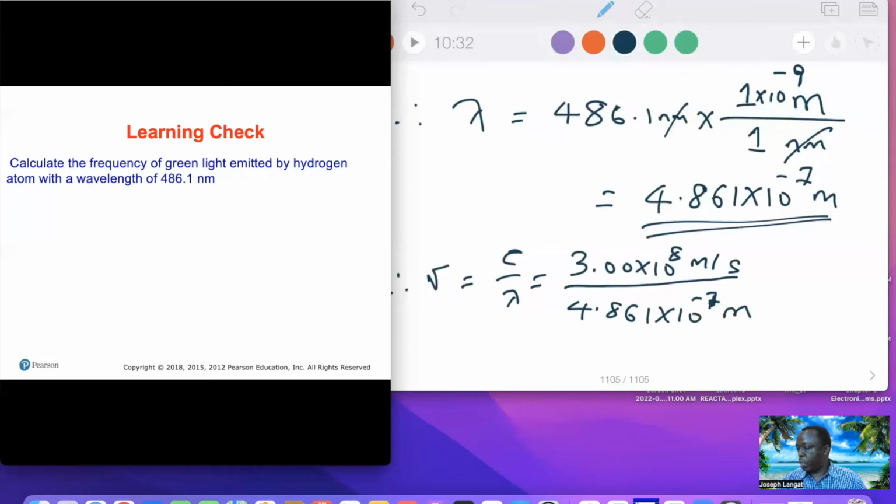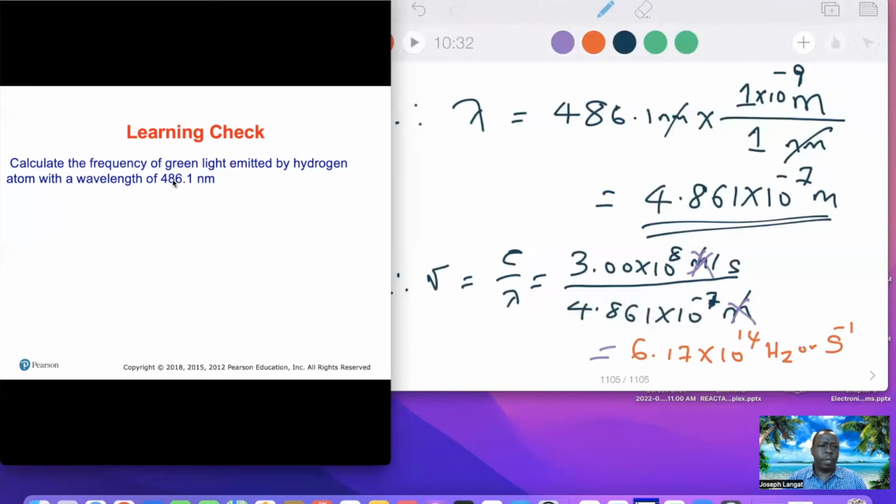This is meters, and then meters and meters will go. And if you look at the units cancellation, these will go and that will go. Whatever will remain, it will be per second, and this will be 6.17 times 10 raised to 14 hertz per second. That is how you write with the correct number of units.